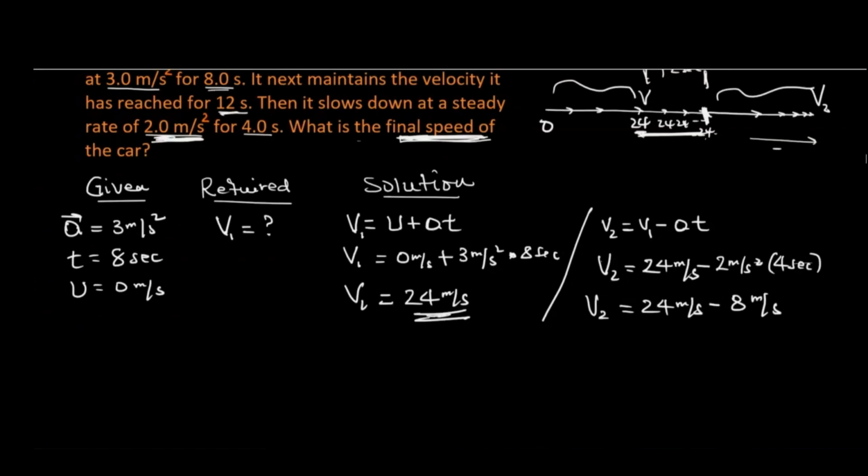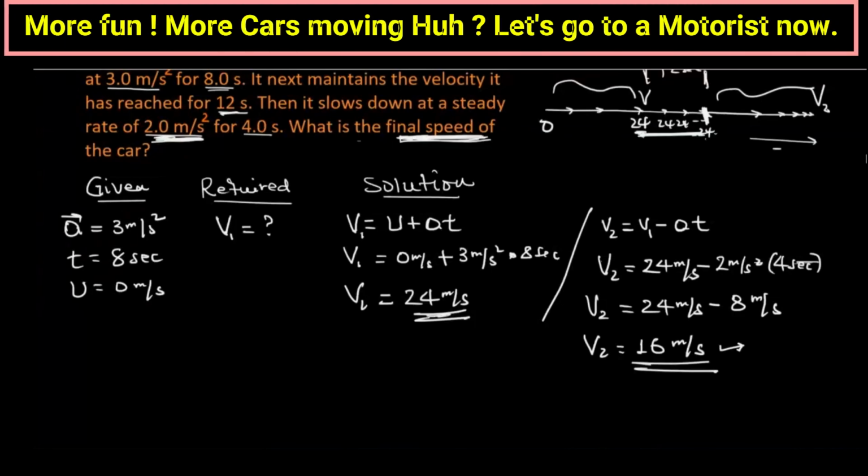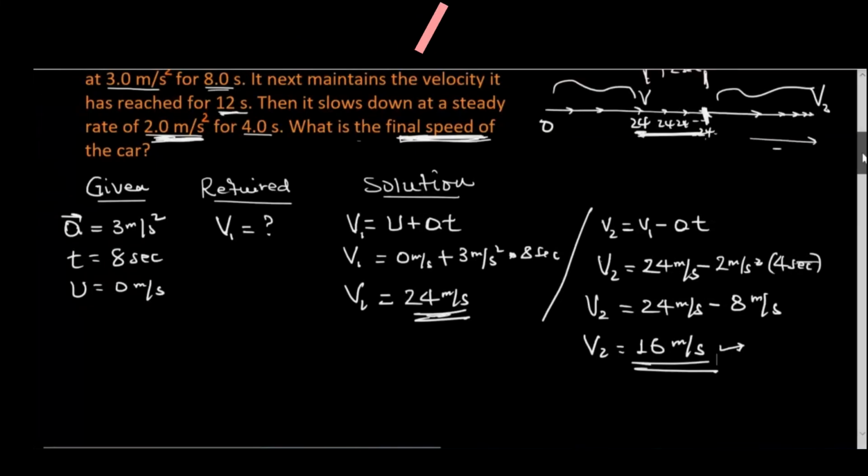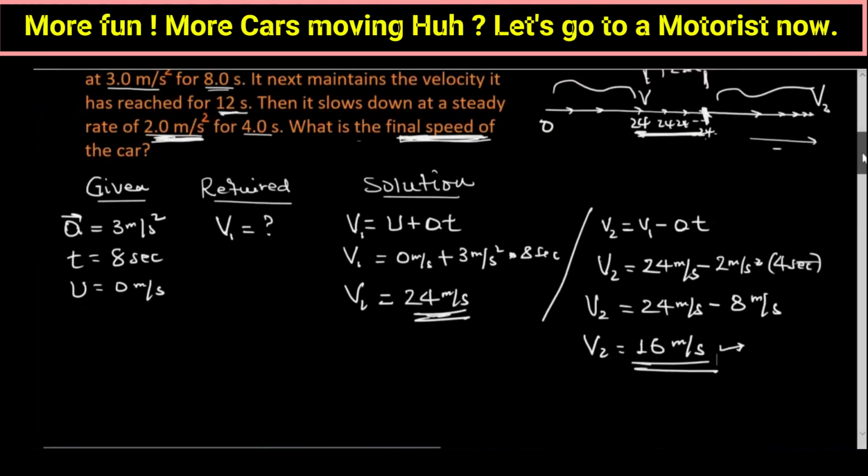Remember, this second will cancel this second. All right, I have meters per second. The units must make sense, okay. V2 is equal to 24 minus 8, which is 16 meters per second. Okay, so after all this happened, the car will have 16 meters per second at final. So far so good. All right, I hope you are enjoying the lesson, okay.